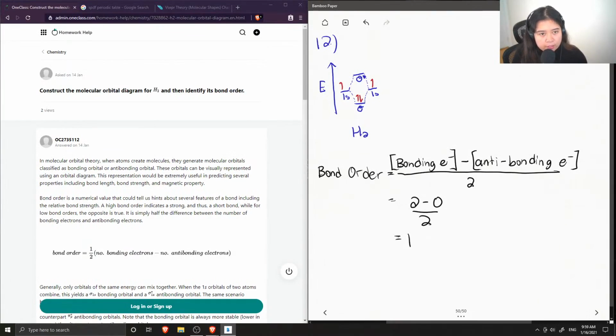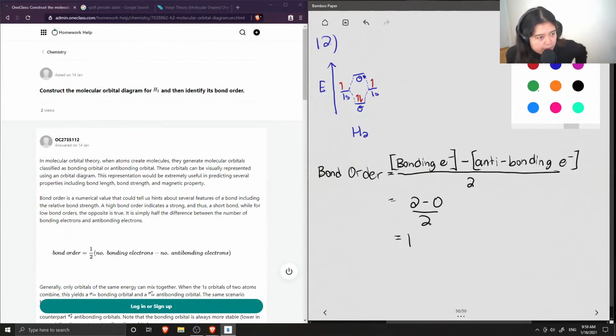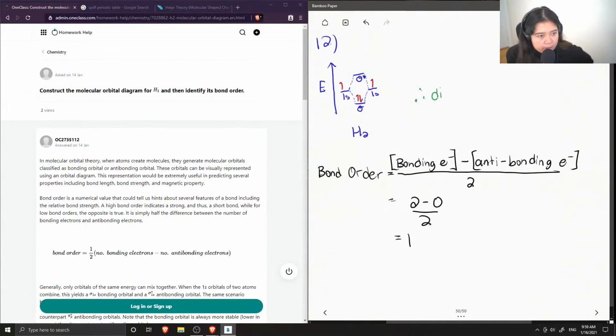And there are also no unpaired electrons left in our molecular orbital diagram. So I can also say that this is diamagnetic. If there was an unpaired electron in the final molecular orbital diagram, then it would be considered paramagnetic. Let's see what the junior tutor said.